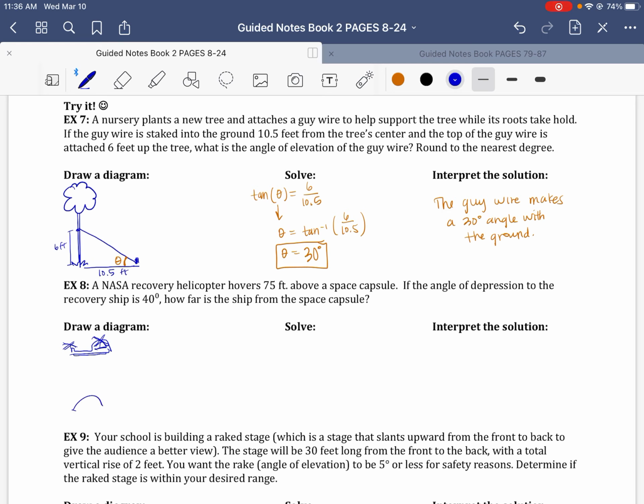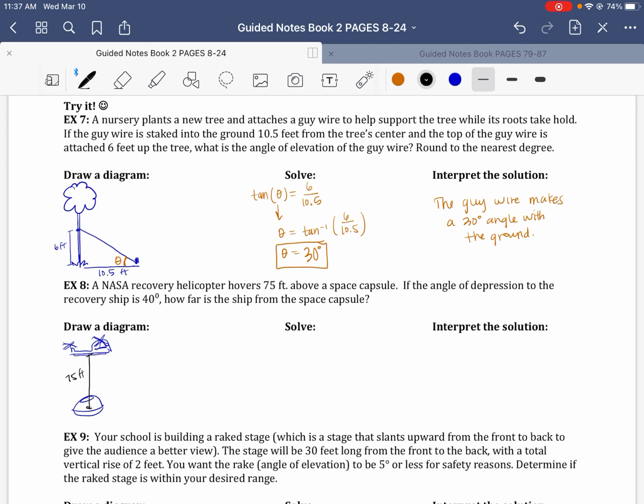And he's hovering above a space capsule. So this is like a recovery capsule when the astronauts come back from space. Oh, mine looks like a UFO. And it's 75 feet above that. So here we go. Hovering 75 feet above that. I guess I didn't need to go into the space capsule.